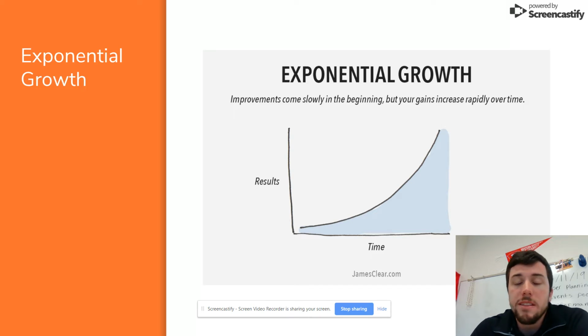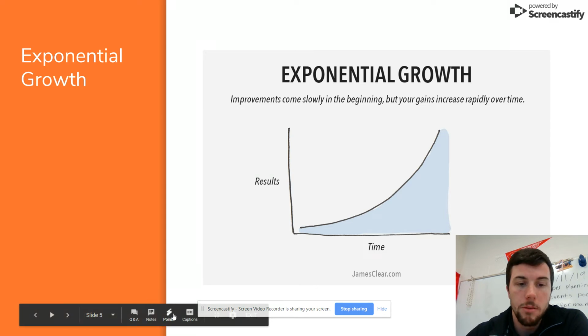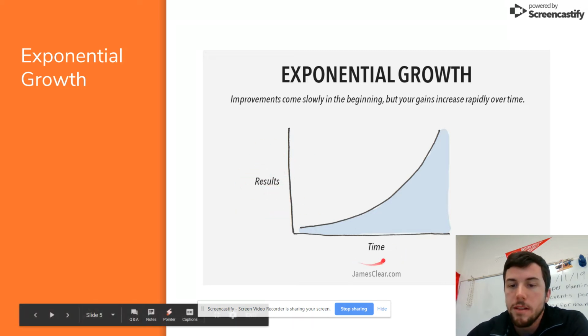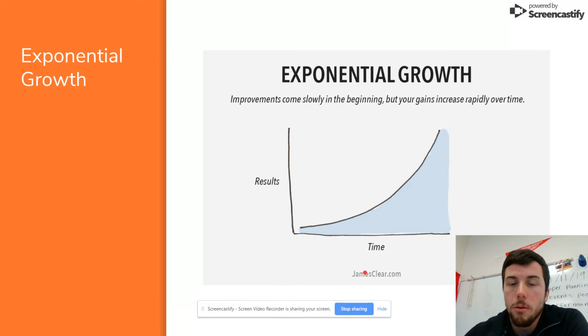Right. So if you look at this example right here, I copied this off of the Google, and it is exponential growth. And as you can see right here, it says that for exponential growth, the improvements come slowly in the beginning, but your gains increase rapidly over time. So let me try to summarize that for you guys. So this is the results. So this is any number, anything that we want. The x is usually time in this problem.